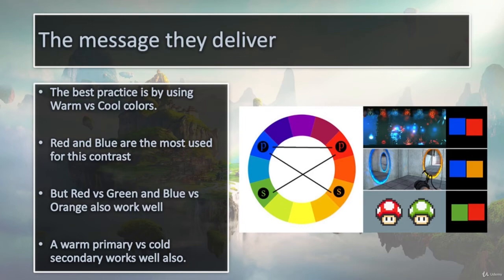Looking at our examples on our right, we have blue and orange as in Portal, and even red and green, as in Mario, where red would be the mushroom that helps you get a bit bigger, and green being the one that gives you life. So a warm primary color versus a cold secondary color works well as well. So now when we're choosing two different types of color identifiers, it's always good to know that a warm primary versus cold secondary works well, or even a cold primary with a warm secondary.